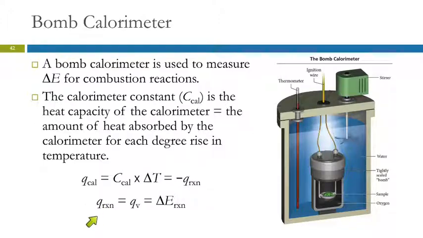So Q for the reaction, because this is happening at constant volume, is equal to the change in energy for the reaction. Here we do use a heat capacity instead of a specific heat capacity. This heat capacity is measured for a specific bomb calorimeter. Because the calorimeter itself is not changing in mass, the C is always the same. We don't have to worry about mass or anything.